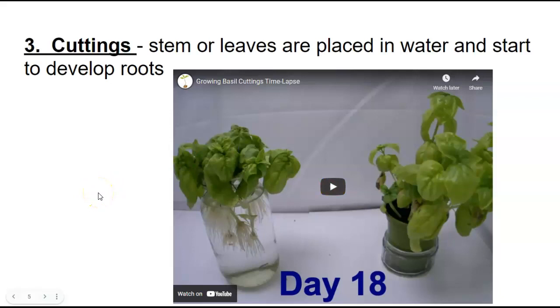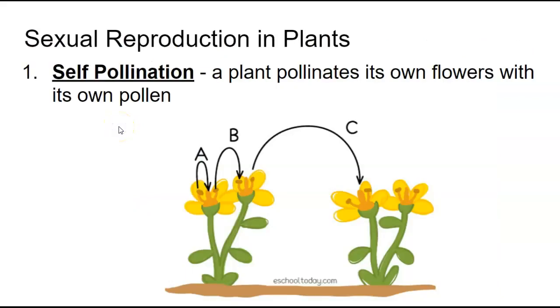So these are ways that plants reproduce asexually. Either they've got a stem or a root that is going above ground or below ground, and they shoot up another plant, or part of the plant gets cut off and then makes new roots.